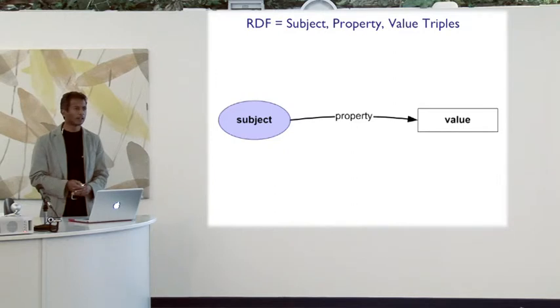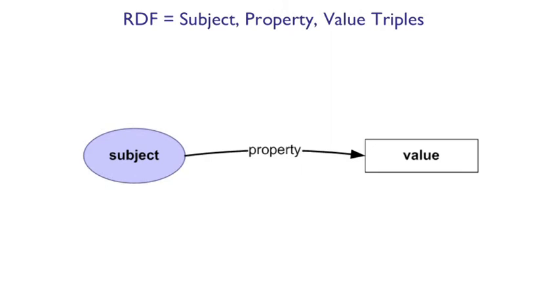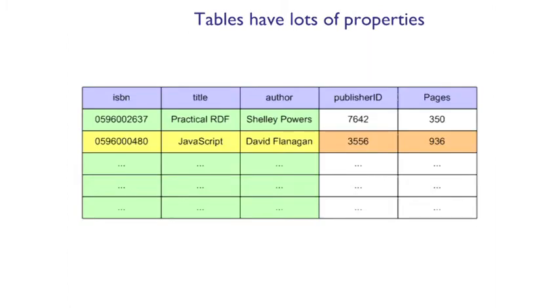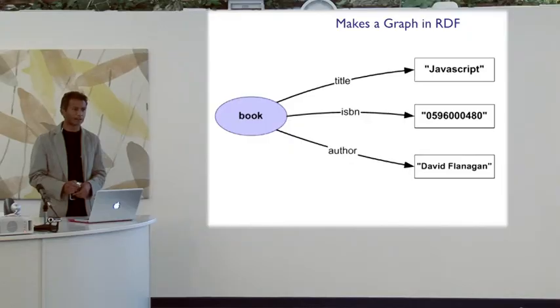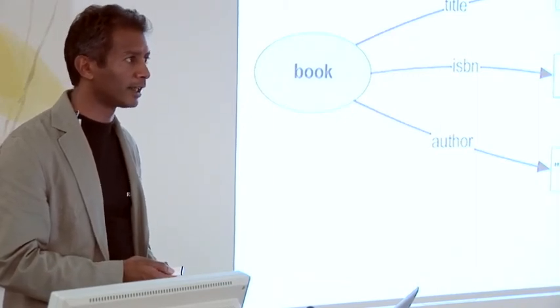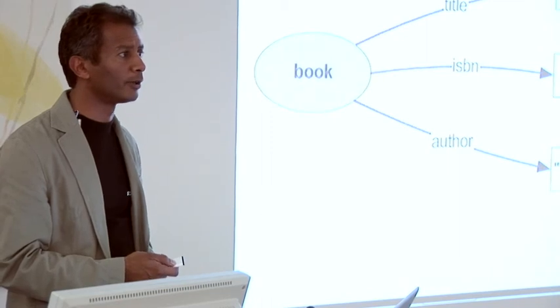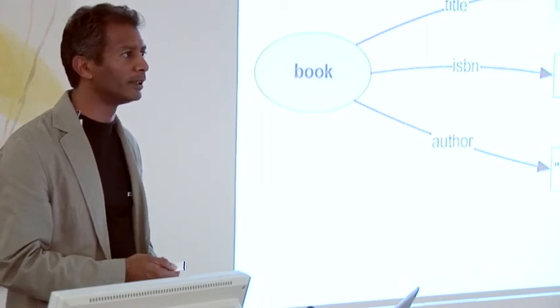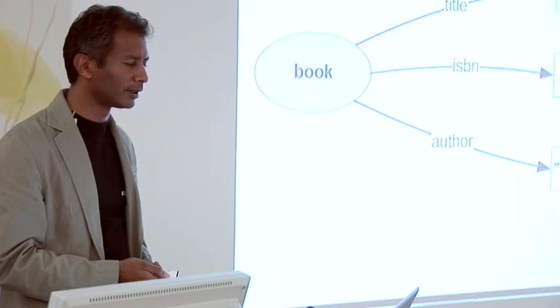So RDF is basically at the bottom layer a set of triples. And the triples are subject, property, and value triples. If I go back to the table, we can see that tables or spreadsheets have lots of properties. And in RDF, this creates a graph. So here we have a graph for a book, which has the title JavaScript, has an ISBN number, and an author. This technology, RDF, underpins linked data. And linked data is now being deployed widely in many, many different use cases, both in the public sector and commercially.